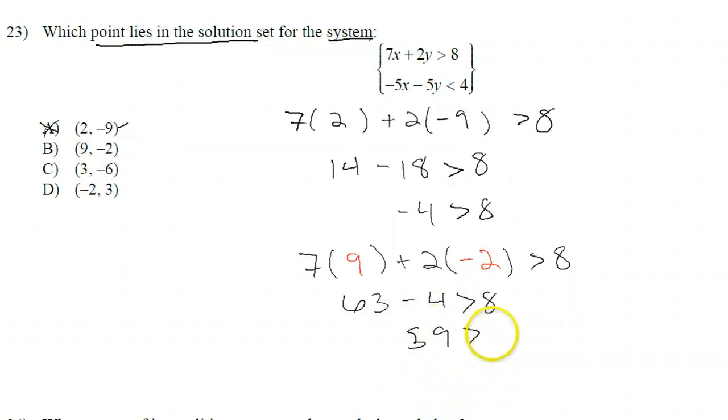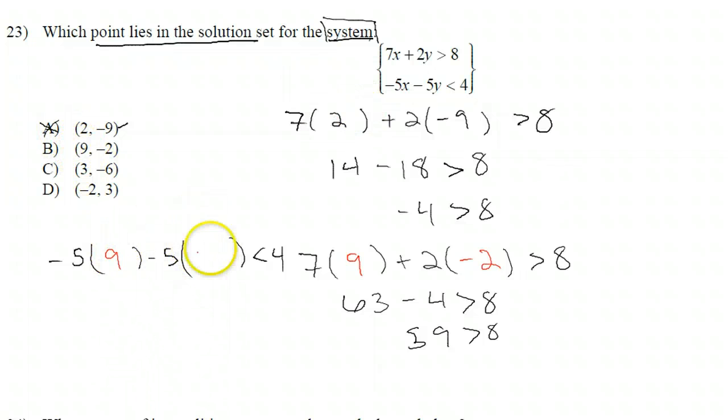That's 59. So now remember, for it to be a solution, it has to work for both in order for it to be a solution to the system. So I have, I'll just do it right here, negative 5x minus 5y is less than 4. So now I'm choosing this one and subbing in the same one, making sure it works. So 9 for x and negative 2 for y.